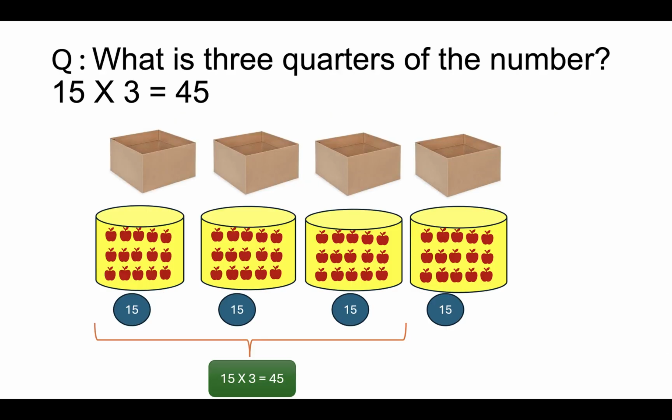Finally, here's our question. What is 3/4 of the number? Let's find out how many apples are in 3 out of the 4 big boxes. If one big box has 15 apples, we multiply. 15 times 3 equals 45. So, 3 big boxes have 45 apples.